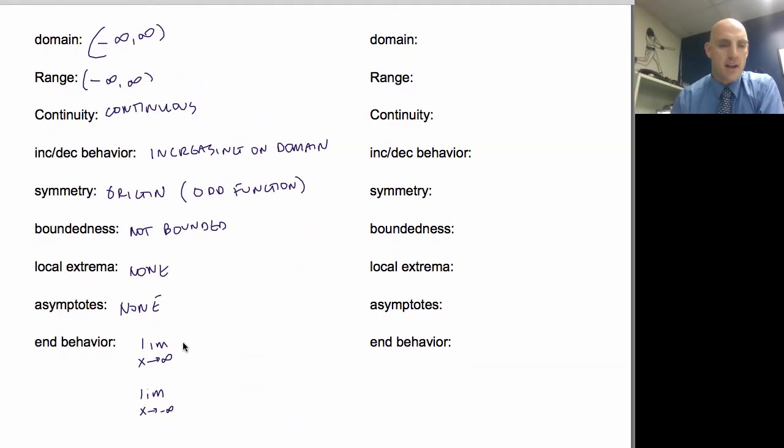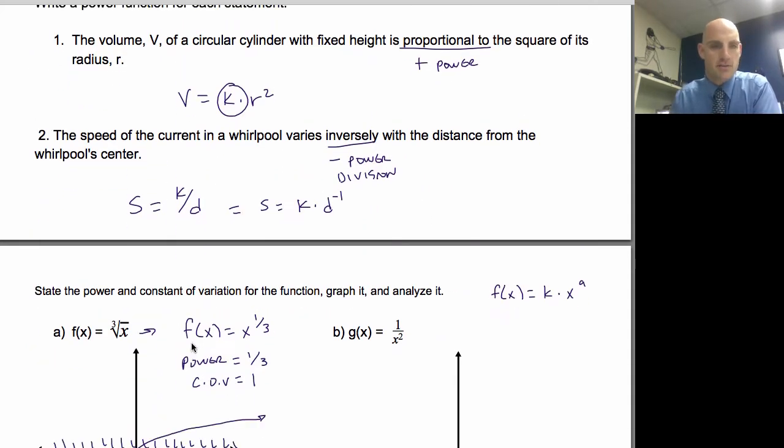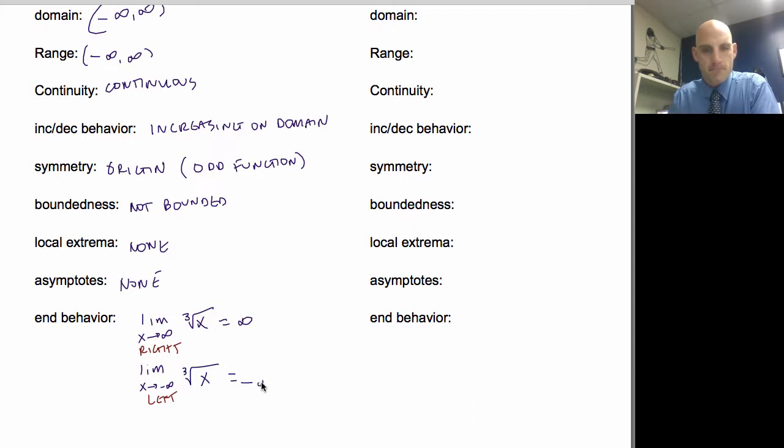And so in this case, my limit as x goes to infinity of the cube root of x is equal to infinity. Because as the right side goes on, it goes to infinity. As the left side goes on, where is it going? So the limit of the cube root of x as x goes to negative infinity, what's it doing? Well, it's going to negative infinity. Okay, you're going to need to be able to do this so well and analyze a graph so well. Okay, let's do one more.